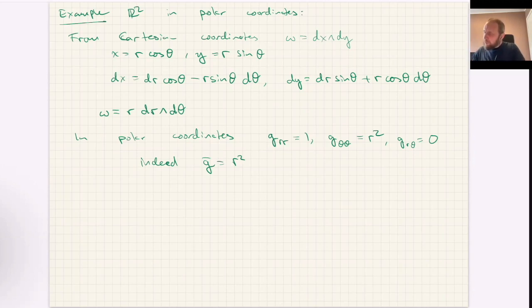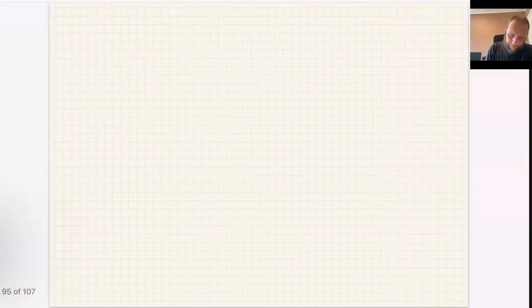So finally, to mention, because we were discussing the exterior derivative and we were discussing integration, I want to just mention what is called the Stokes theorem.